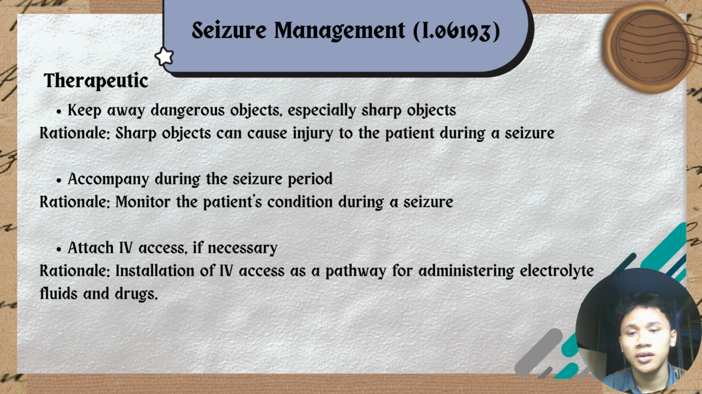For the therapeutic, one is keep away dangerous objects, especially sharp objects. The rationale is that sharp objects can cause injury to the patient during a seizure. Accompany the patient during the seizure period. The rationale is monitoring the patient's condition during a seizure. Attach an IV line if necessary. The installation of an IV line serves as a pathway for administering electrolytes, fluids, drinks, and drugs.